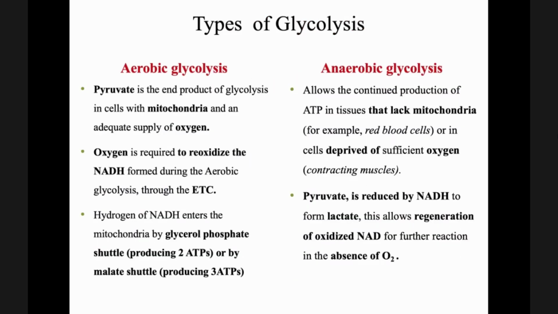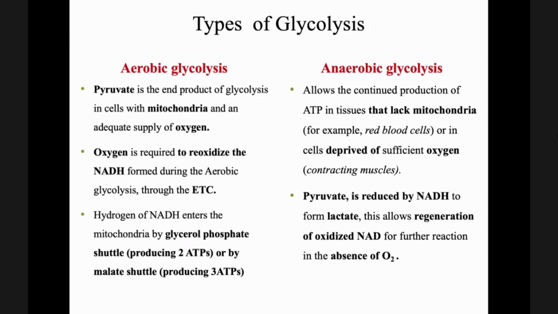So what's the comparison between aerobic and anaerobic glycolysis? In aerobic glycolysis, the pyruvate end product will go to the mitochondria. In anaerobic glycolysis, because of the lack of mitochondria, it allows continued production of ATP in tissue that lacks mitochondria, or in cells deprived of sufficient oxygen, like during the contraction of the muscles.